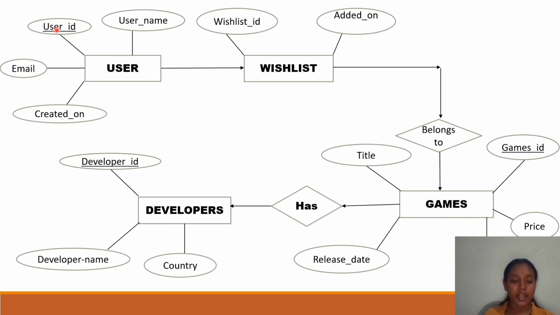Here, user ID is a foreign key, game ID is a foreign key and developer ID is a foreign key, where a foreign key is also known as a unique key.